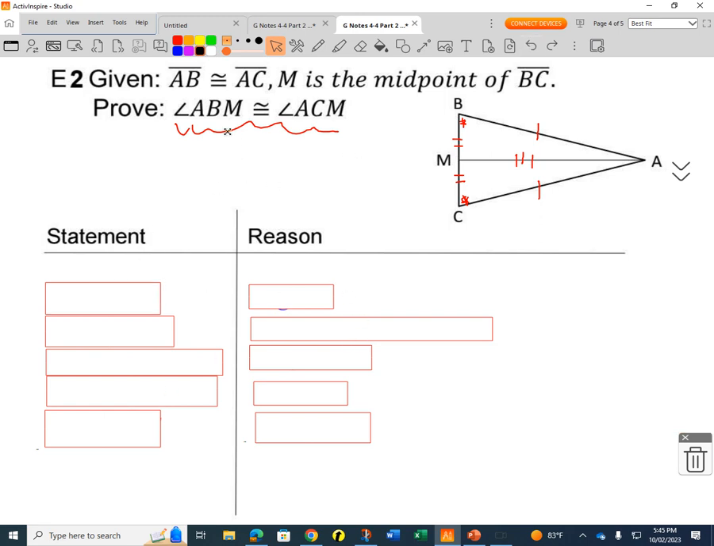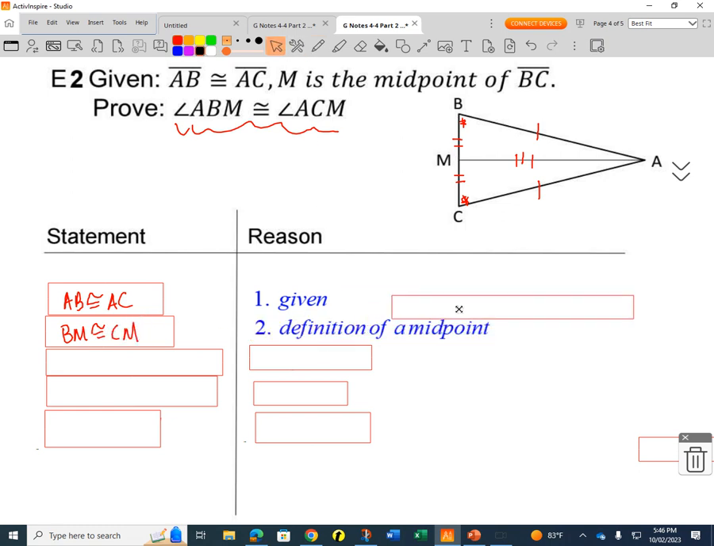So we are going to say that AB is congruent to AC, and that's given. We are going to say that BM is congruent to CM, and that's going to be the definition of the midpoint. Yep, definition of the midpoint. Then we're going to say that MA is congruent to MA, that's a shared side.